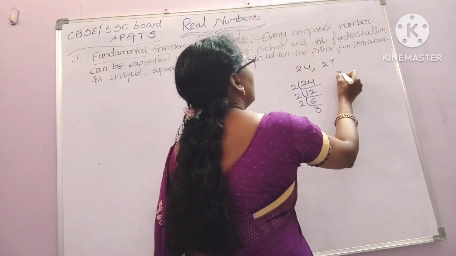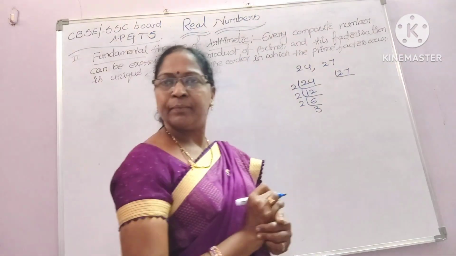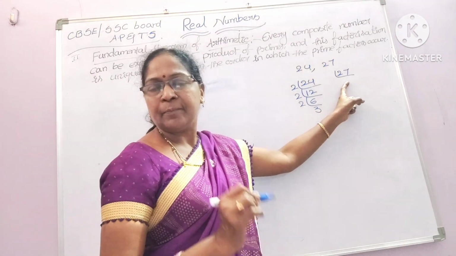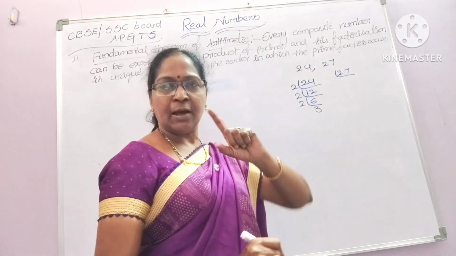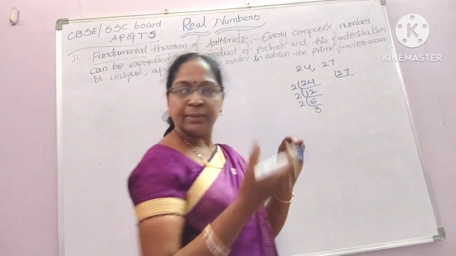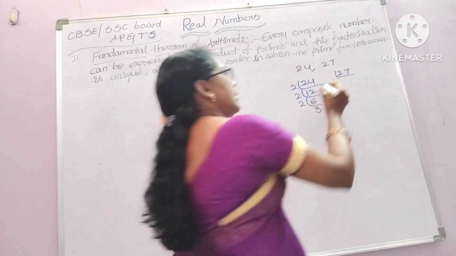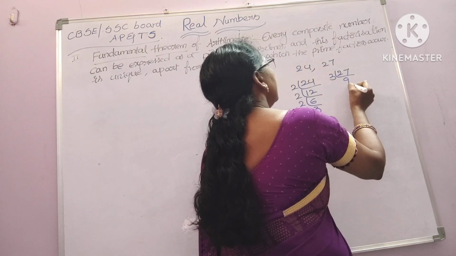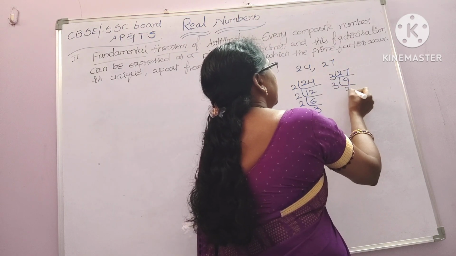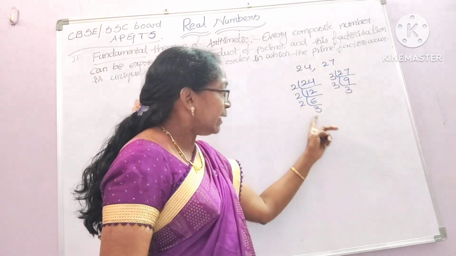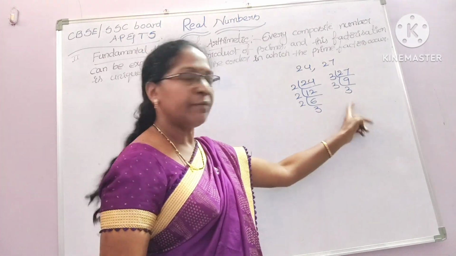One more example is 27. Is 27 an even number or an odd number? Odd number. Odd number means you have to check with 3 first, whether 3 is divisible in 27 or not. Yes, 3 is divisible. 3 nines are 27. Again 3 threes are 9. Till you get a prime number you have to divide like this.